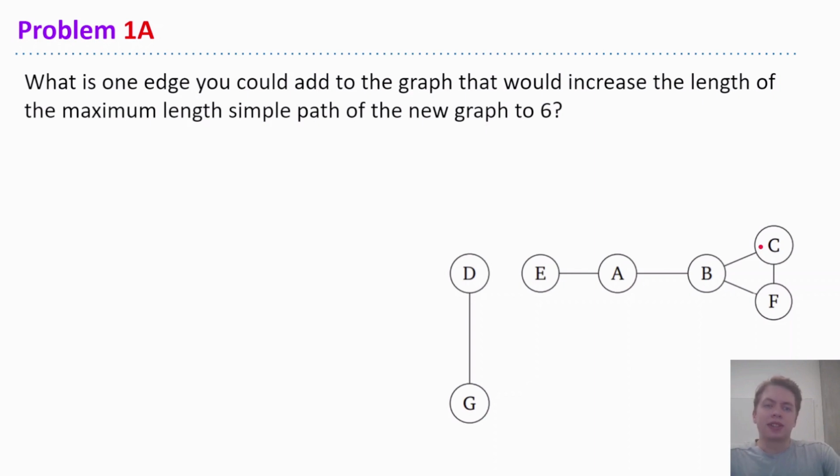What is one edge you can add to the graph that would increase the length of the maximum length simple path of the new graph to 6? Well, looking at this graph, we could definitely increase the longest length simple path by adding an edge from D to E. This would increase the length of the simple path from 4 to 1, 2, 3, 4, 5, 6. And that's our answer, connecting the 2 connected components of our graph.